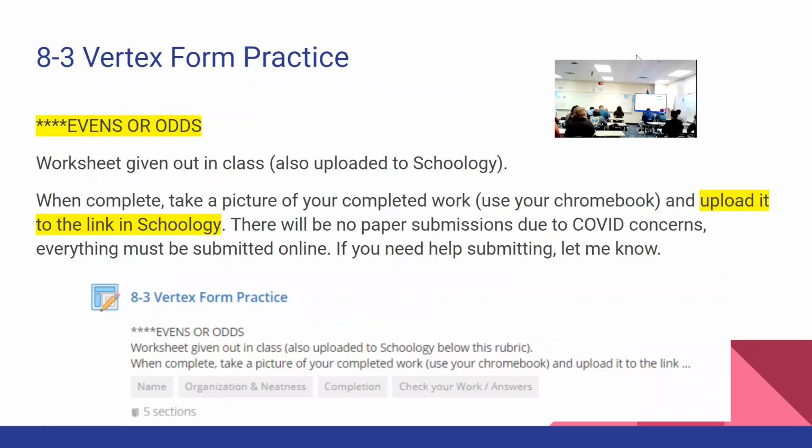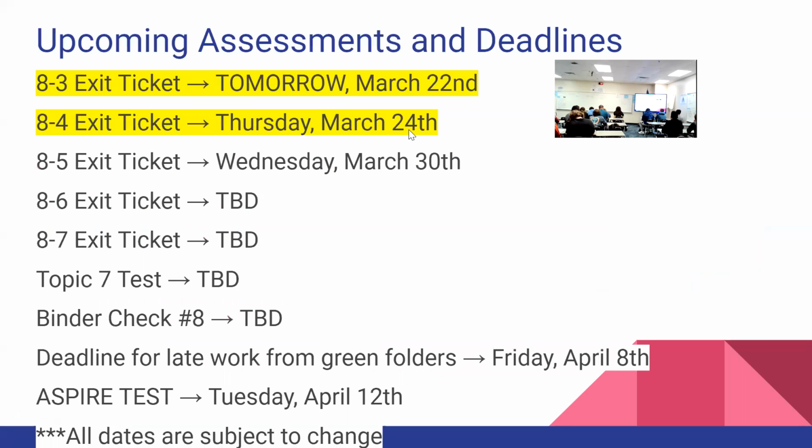The practice you will receive tomorrow, and it'll just be evens or odds. So hopefully you have time to work on it tomorrow. This lesson may or may not move into Wednesday. So depending on when we finish the lesson and the practice, we'll do the exit ticket maybe tomorrow, maybe Wednesday, just depends. So be aware of that.